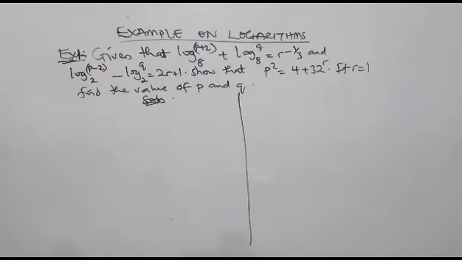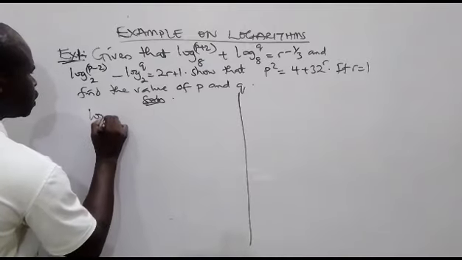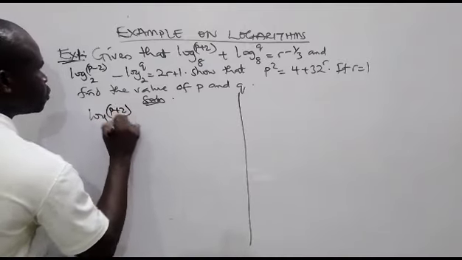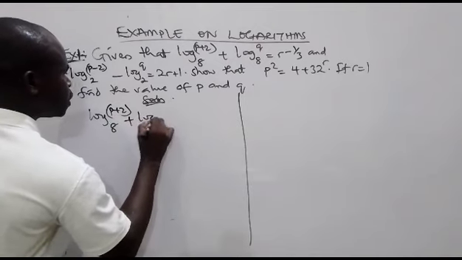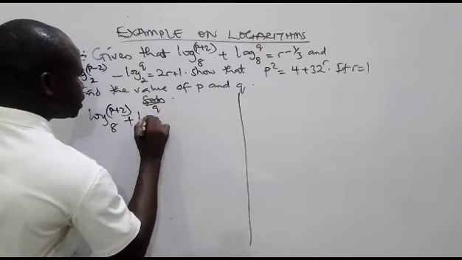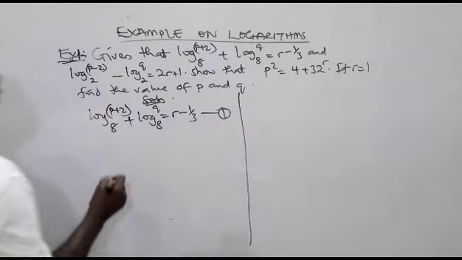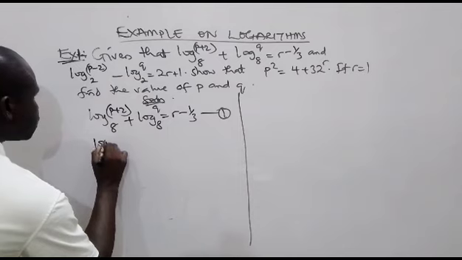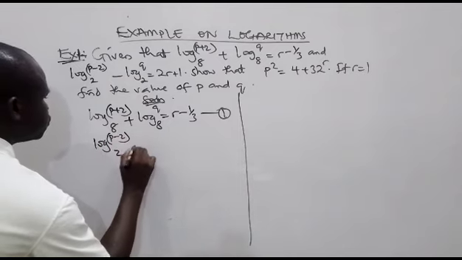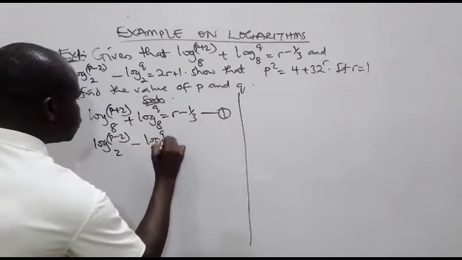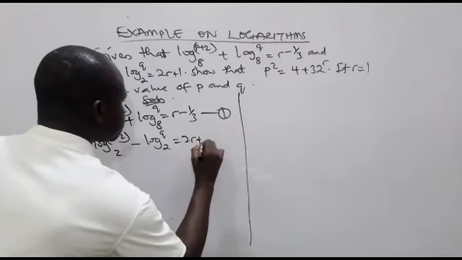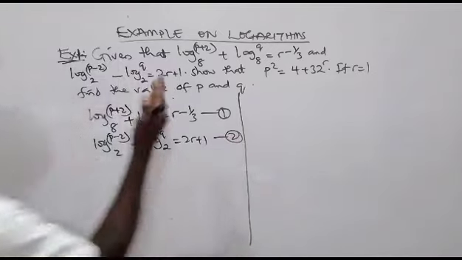Today we want to look at a further example on logarithm. The question says that given that log p plus 2 base 8 plus log q base 8 is equal to r minus 1 over 3, you can call that equation 1. And log p minus 2 base 2 minus log q base 2 is equal to 2r plus 1. You can call that equation 2, because there are two equations here.